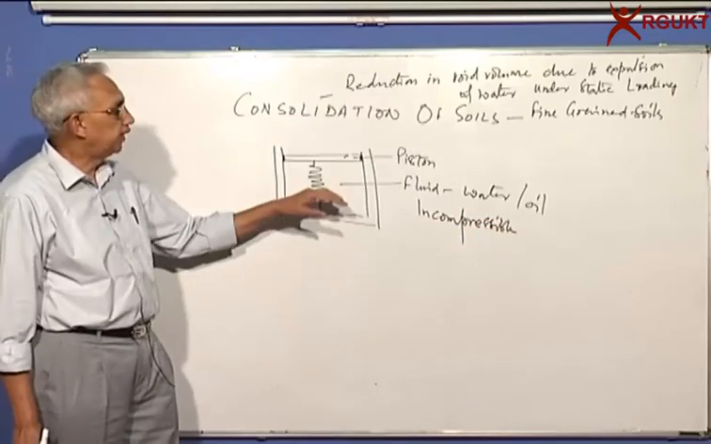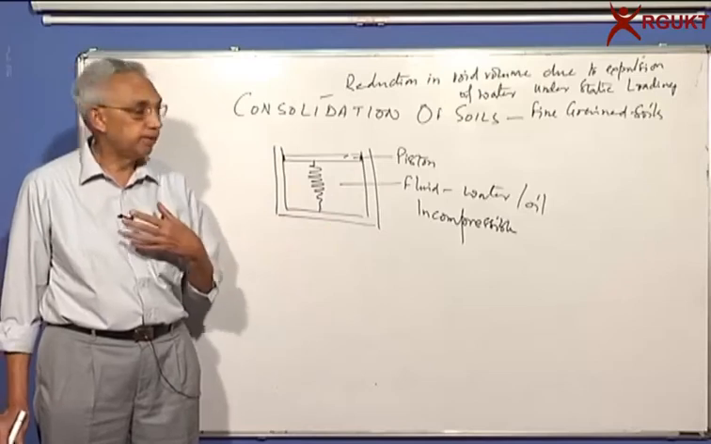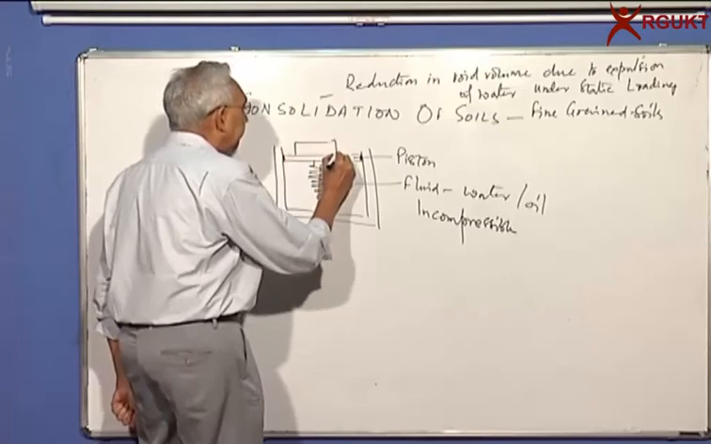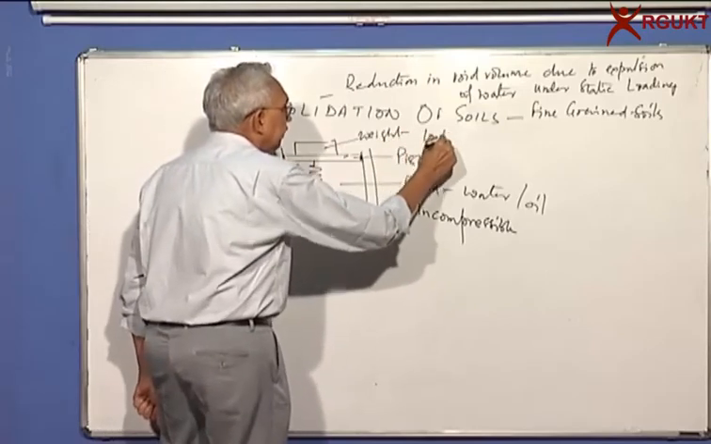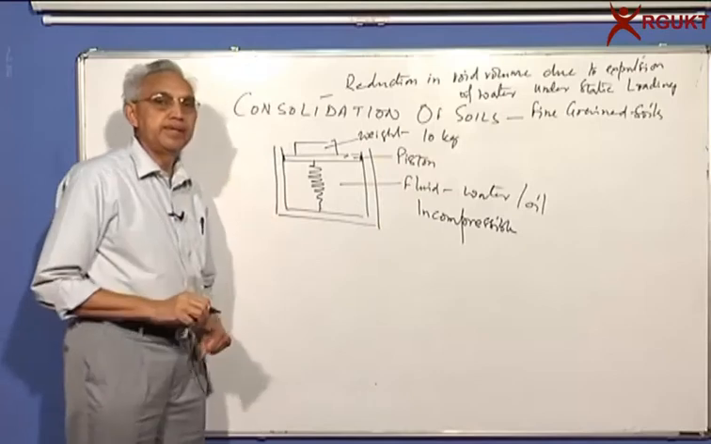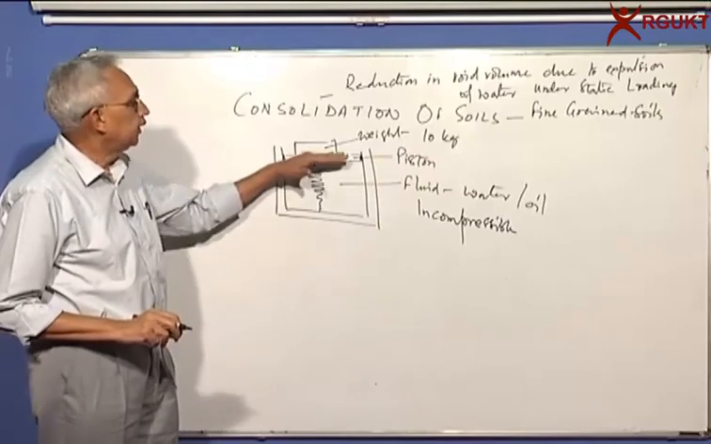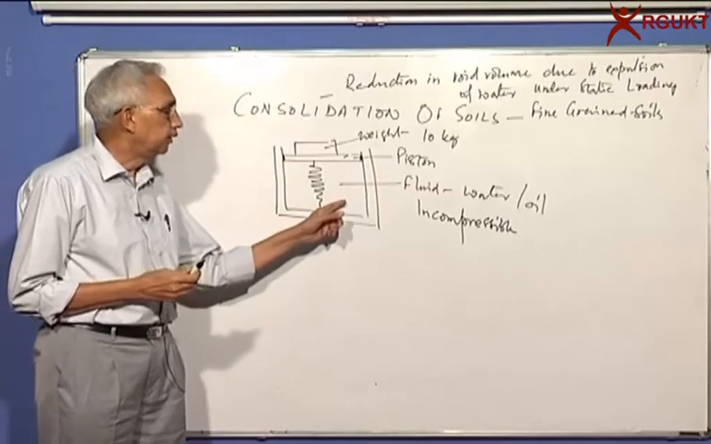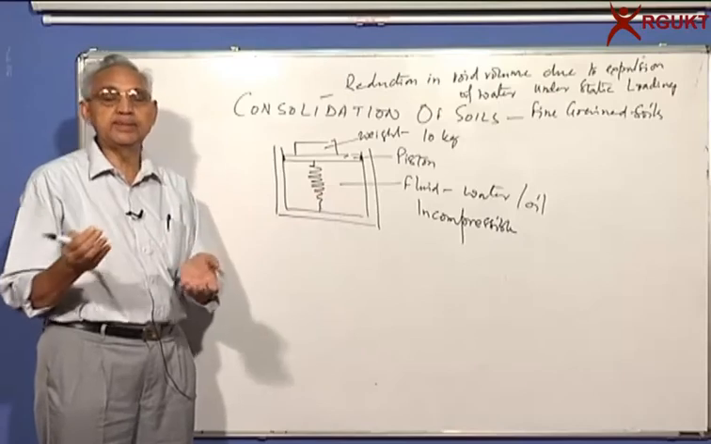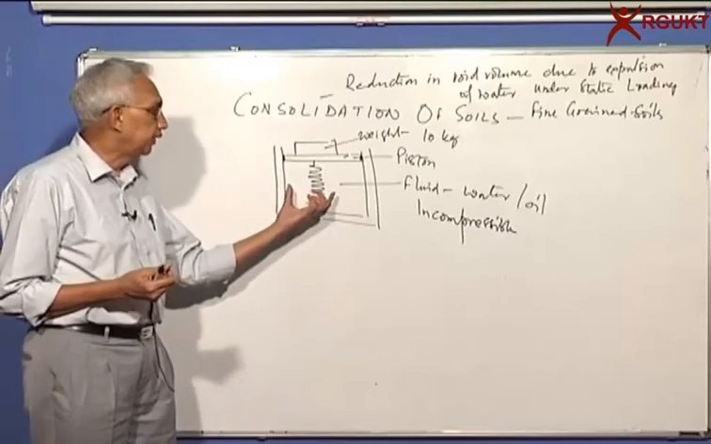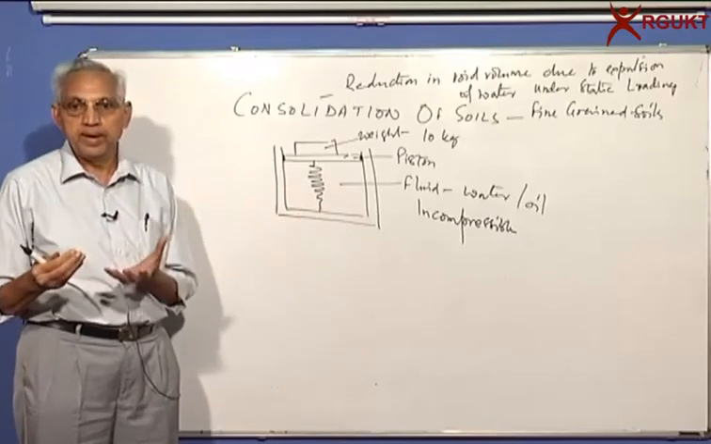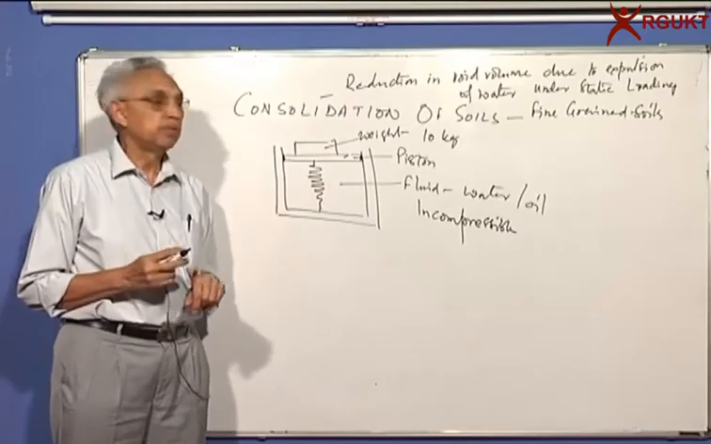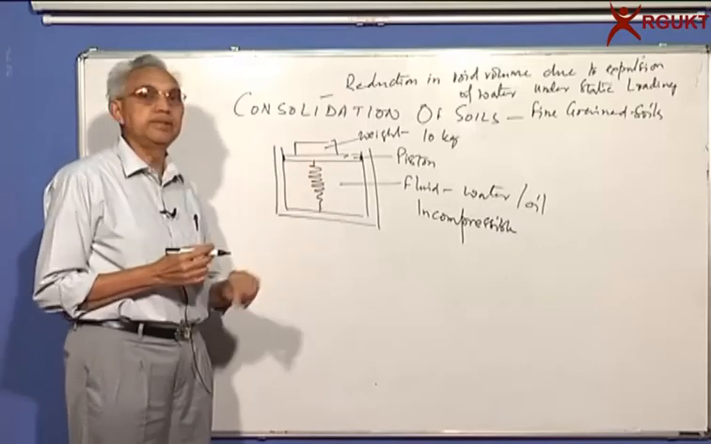You have filled the cylinder with some fluid, water, oil, whatever it is. Piston is put on top. Let us say now add a certain weight. I put in, say, 10 kg. I put a weight of 10 kg on the top of the piston. Can the piston come down and compress the spring? If it has to come down, the fluid which is surrounding the piston has to go out. If the fluid does not escape, there is no way the piston can come down, which means the spring is not compressed. Whatever load you have put in goes to the fluid.